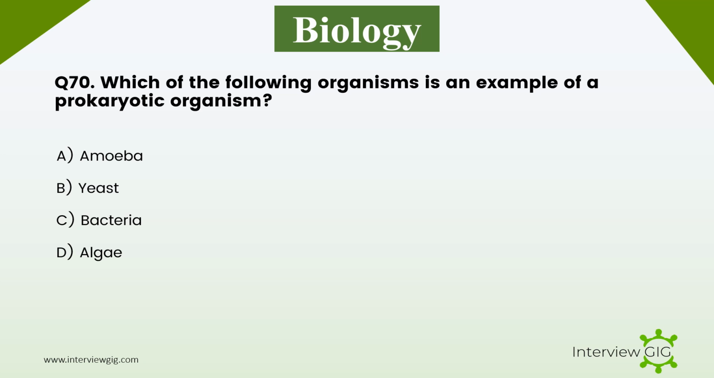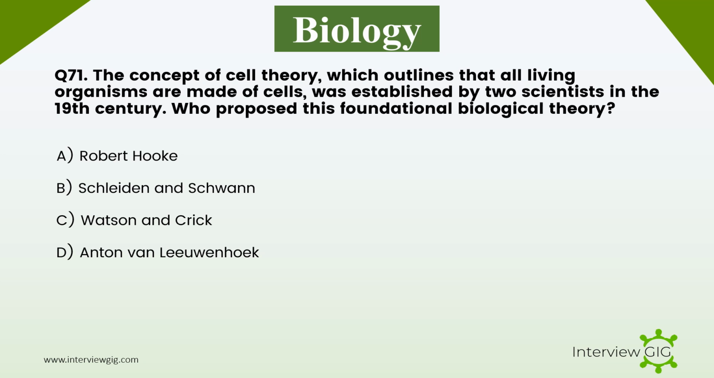Next question. Prokaryotic organisms are simpler than eukaryotic ones and lack a defined nucleus. Which of the following organisms is an example of a prokaryotic organism? A. Amoeba. B. Yeast. C. Bacteria. D. Algae. Answer C. Bacteria.